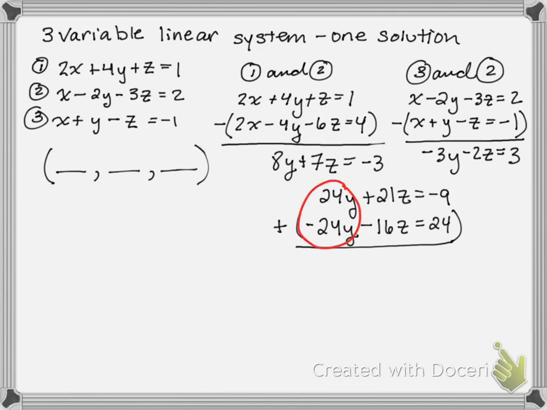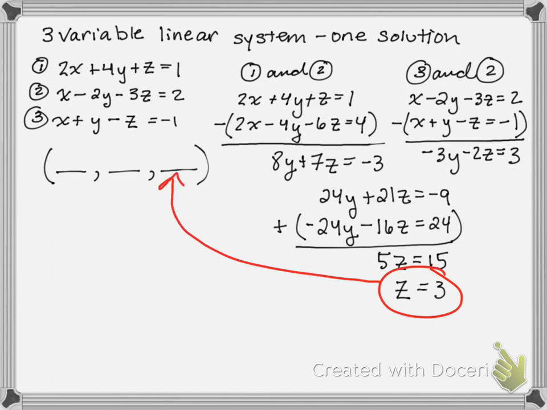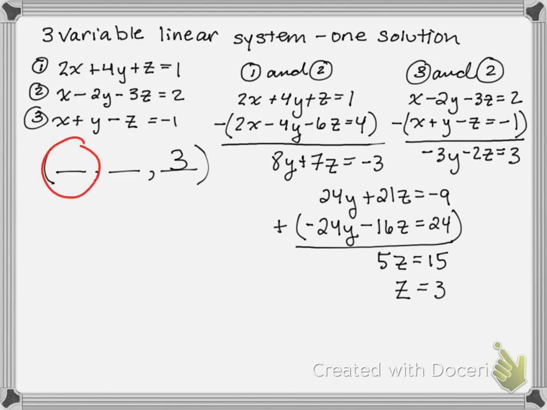24 minus 24 is 0, and then 21 plus a negative 16 is really 21 minus 16, right? So that will leave us with 5z. And then negative 9 plus 24 leaves me with 15. And solving for z, I get 3. And that is the first coordinate that I've got for my solution, right? So I know what z is. Let's write that in. Z is 3. Now we want to find x and y.